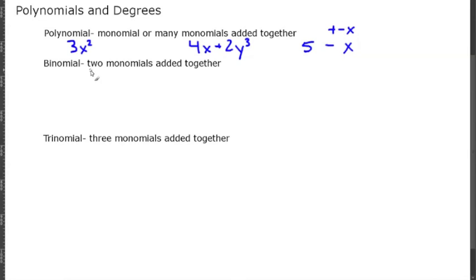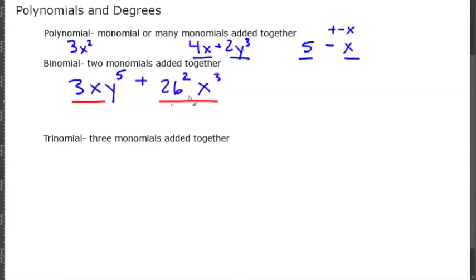Now, a binomial is two monomials added together. So in our examples up above, 4x plus 2y cubed is a binomial, there's one term and then a second term. 5 minus x is also a binomial because there's one term added to a second term. Another example would be 3xy to the fifth plus 26 squared x to the third. Two separate terms or separate monomials added together.